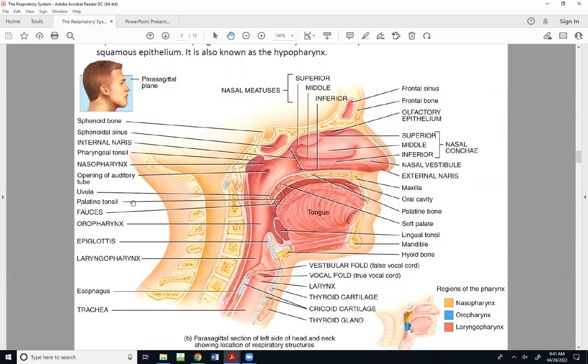So let's highlight the following. I'll just go down the line here on the left side. I want you to highlight the sphenoidal sinus, internal nares, pharyngeal tonsil, nasopharynx, which is just the region, opening of the auditory tube, the uvula, that's the thing that looks like a little punching bag in the back of our mouth, the palatine tonsil, the fauces, which again, that's the opening that we swallow through. That whole region is the oropharynx, the epiglottis, the laryngopharynx, and then the esophagus and trachea.